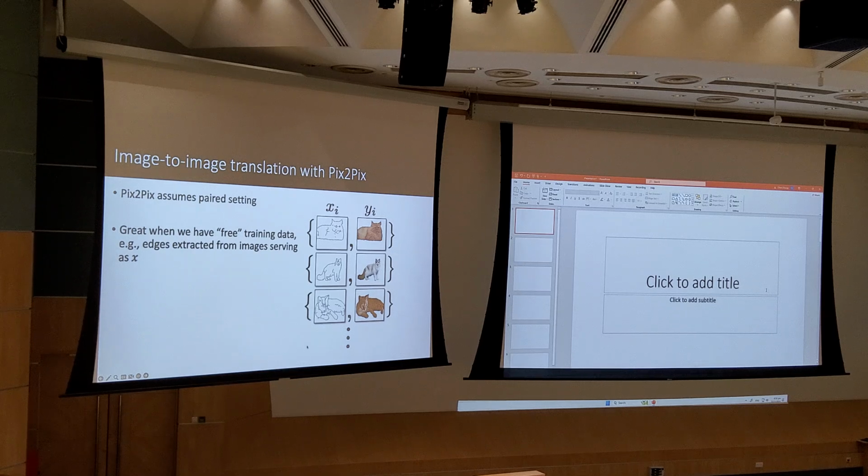With this setting, you actually assume availability of paired images of x and y. For example, you have x being your edge images and y being your real images as your training source. You can easily get x for free from your real images. For example, you can use the Canny edge detector to get the edge map for all your real images, and then use them to serve as your training source.